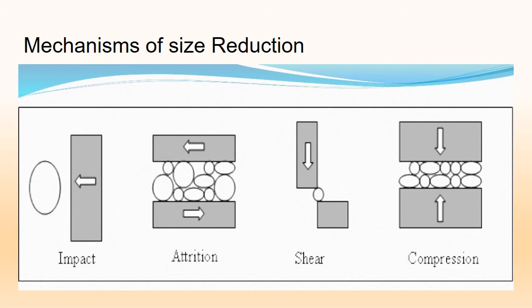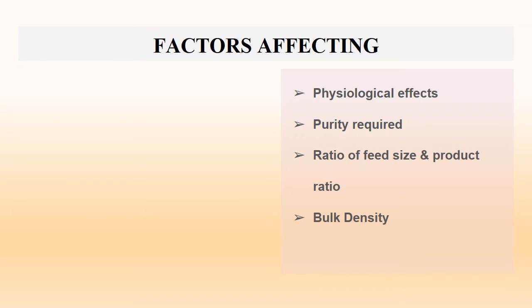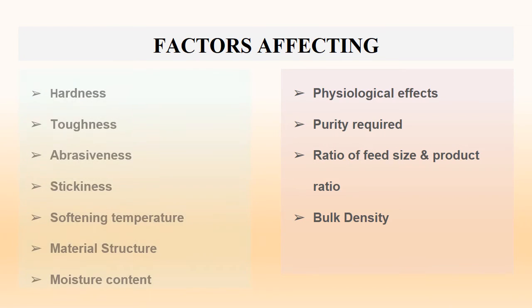This diagram is showing the mechanisms of size reduction. This is impact or hammering. This is attrition, where two surfaces are moving relative to each other. Shear force, moving tangentially, is the tangential movement of the surfaces. Then compression: two surfaces are moving closer to each other so that the material is compressed between these two surfaces. So next is the factors affecting size reduction.